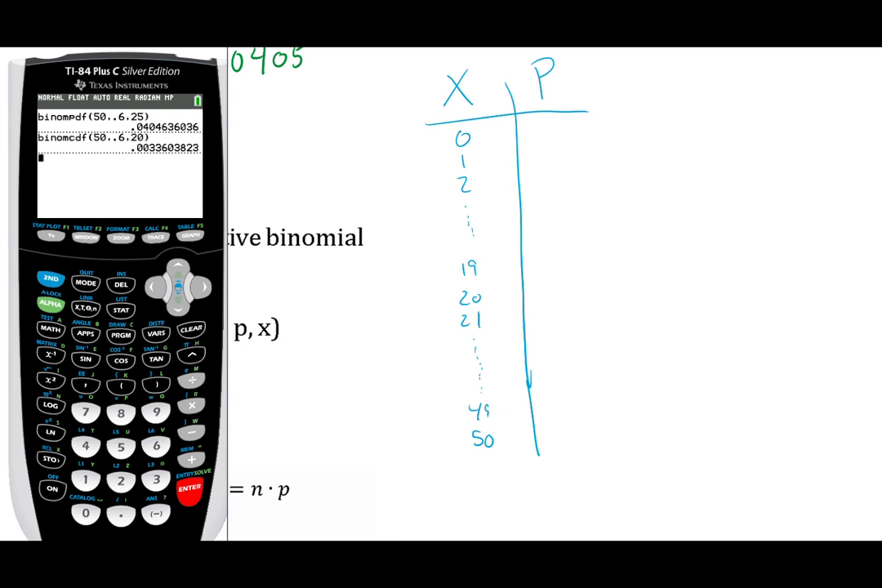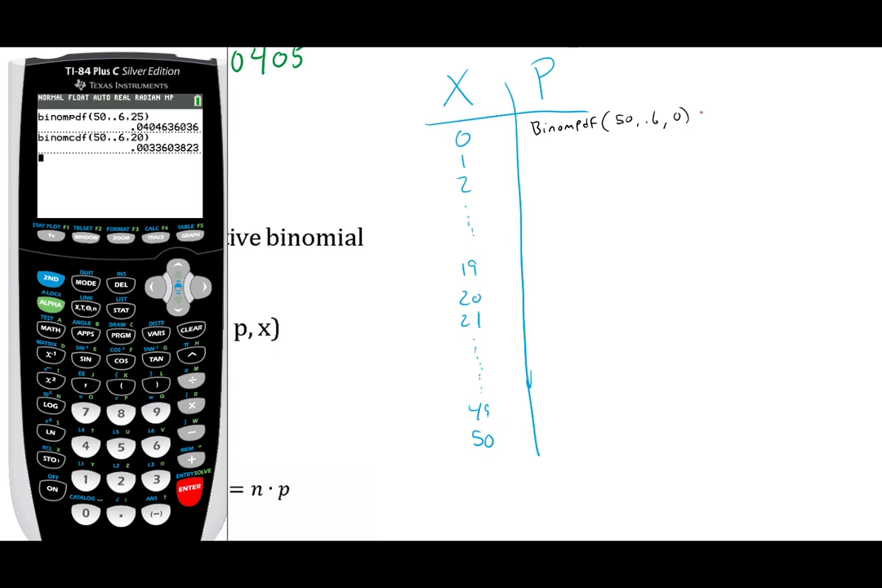The way that we would find any one of these probabilities would be with the binom PDF. So we could find 0 by doing number of trials is 50, probability that they prefer saving is 0.6, we want 0 of them, and we could find those individual probabilities.